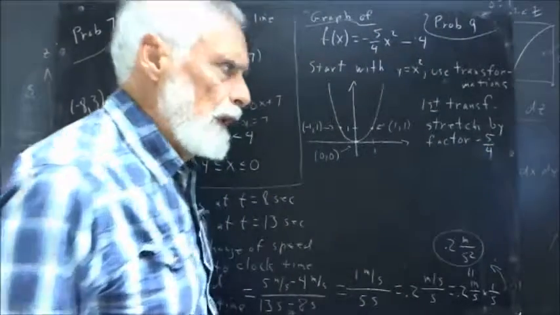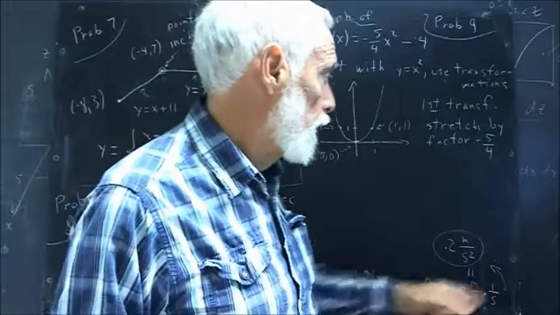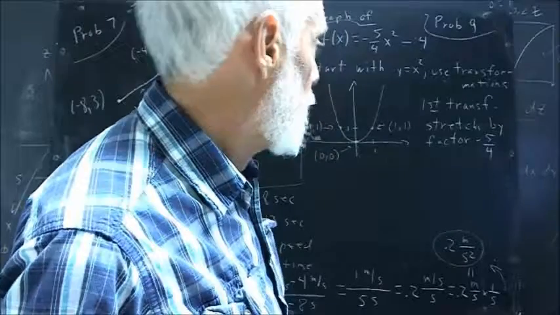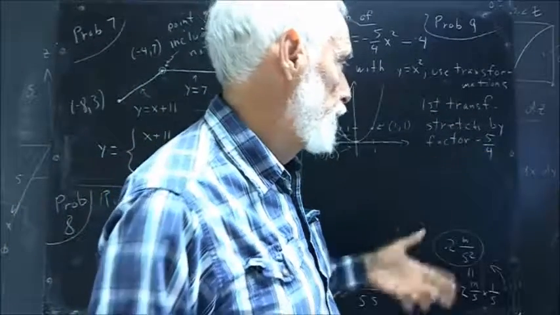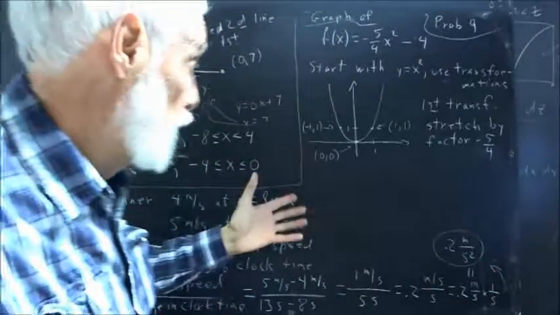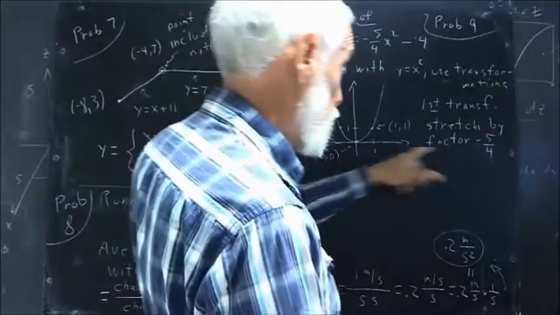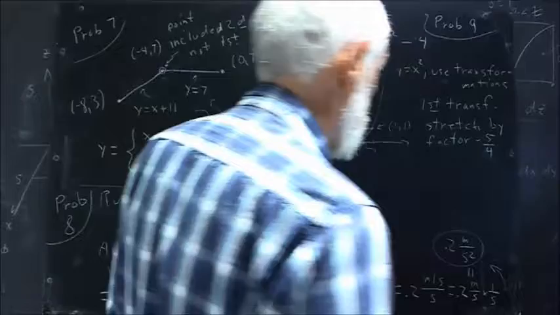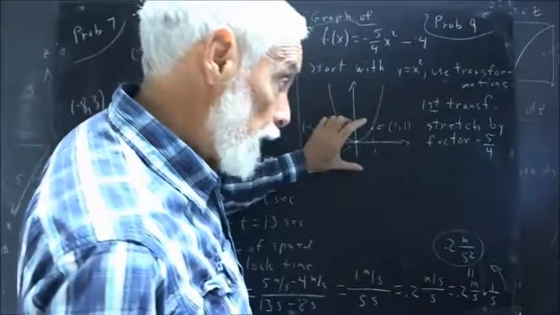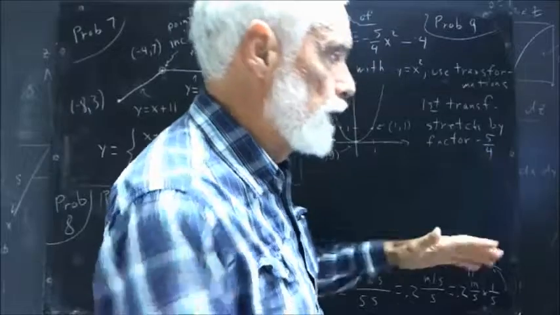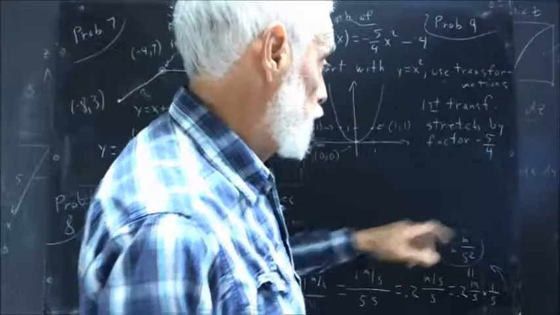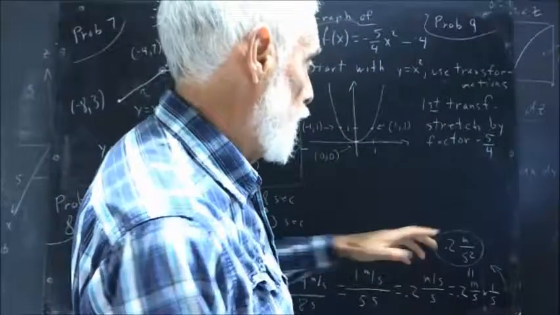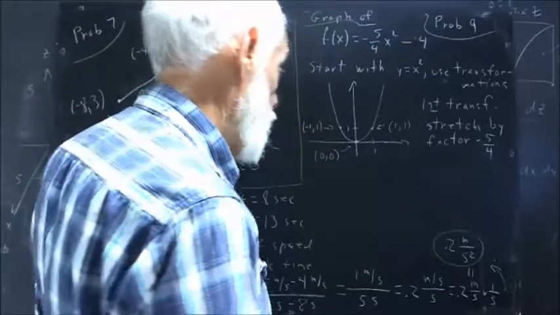Now your book will do this just a little differently. They'll stretch it by factor 5/4, and then they'll use the negative and reflect the graph. I'm going to put those two operations into one, and you can take your choice. I'll be happy with it either way as long as you do it correctly. So, first transformation, we stretch by factor negative 5/4. Now that means the negative is going to flip the graph upside down, and the 5/4 is going to stretch the graph out just a little, because 5/4 is greater than 1. It's not that much greater than 1, so we don't stretch it out that much.